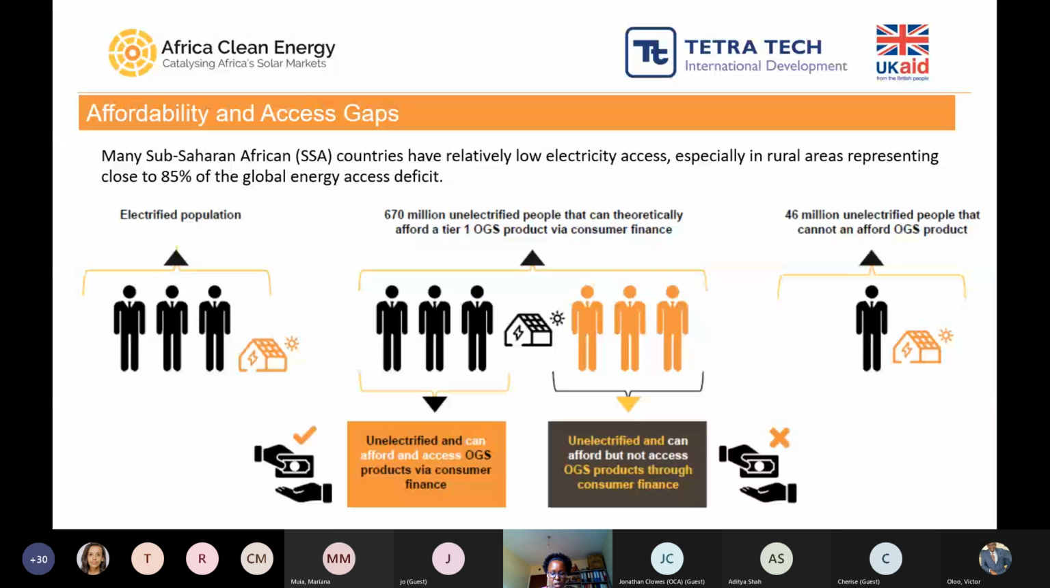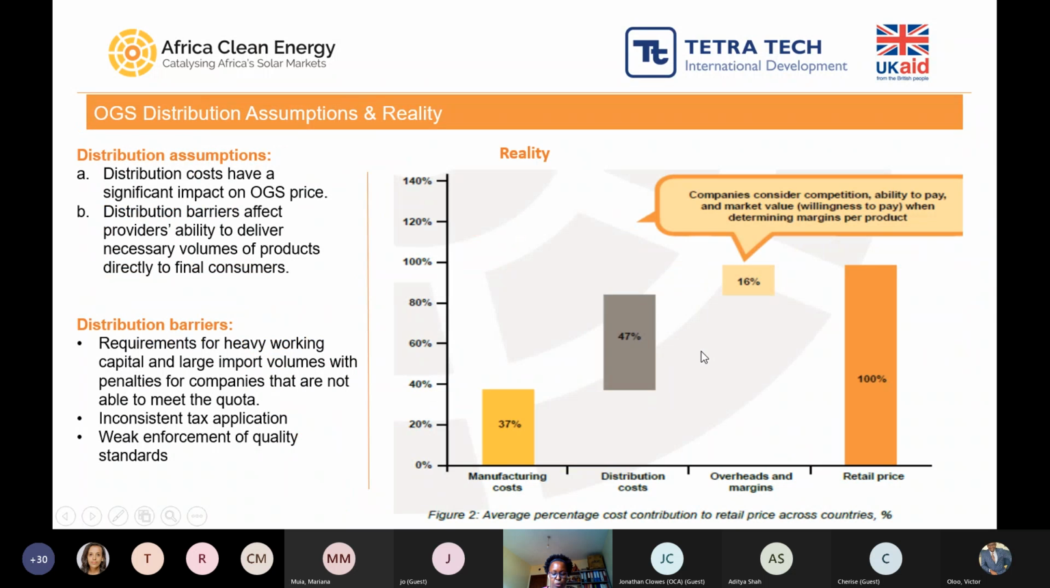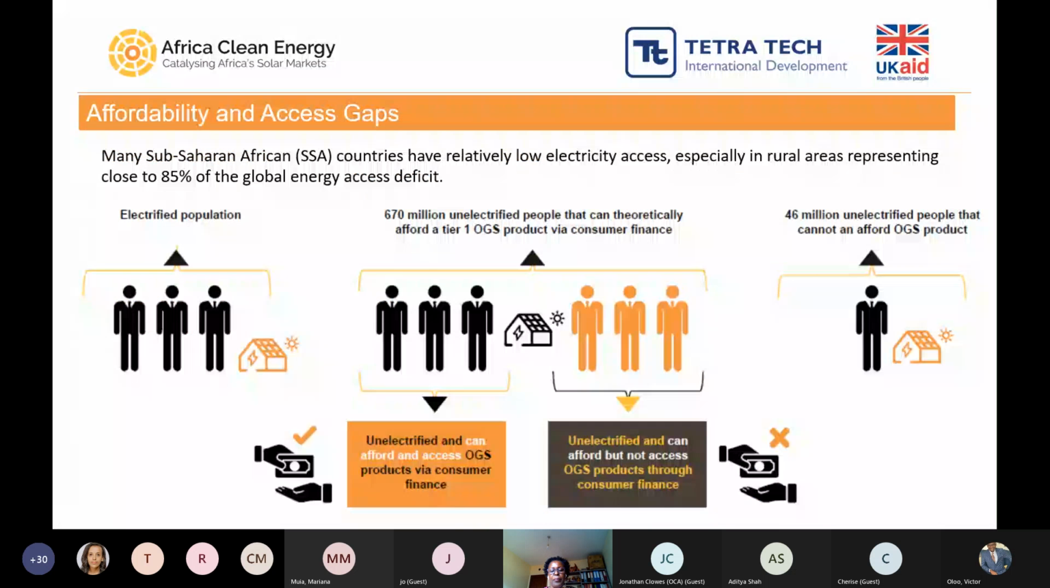So the first study, we called it Understanding the Impact of Distribution Costs on Uptake of Off-Grid Solar Products in Select Sub-Saharan African countries. These countries that we looked at were Kenya, Uganda, Tanzania, Zambia, and Malawi. This particular study addresses those who are electrified and can afford but perhaps cannot access the products. The second one we looked at is a study on how to access consumer finance for vulnerable groups, and whether one size fits all to address consumer finance concerns.